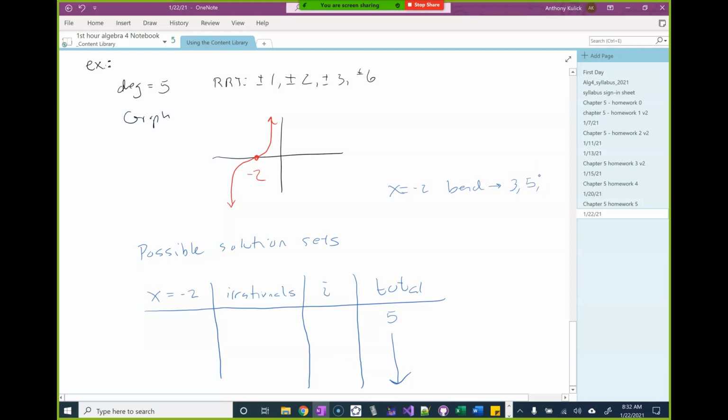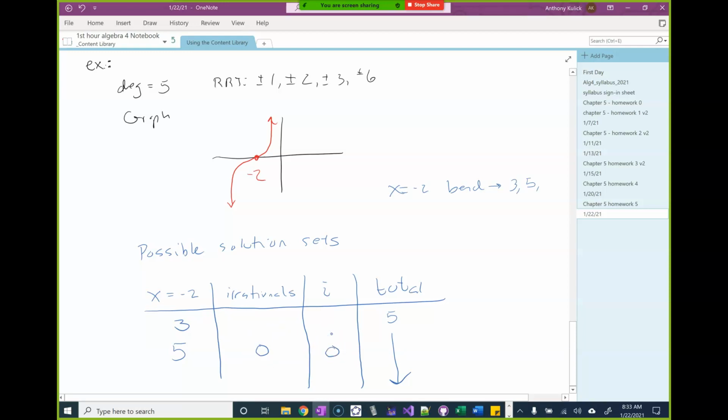Now, in the case that all 5 of them are here, that leaves no room for irrational solutions and no room for imaginary solutions. Everybody okay with that? I know there's no irrational solutions, though, in general, because if I look at the graph, I would still be able to see those x-intercepts. They just wouldn't necessarily correspond to anything on my RRT list. So I know there's no irrational solutions because I can't see any other x-intercepts, and you would still be able to see x-intercepts for irrational things.